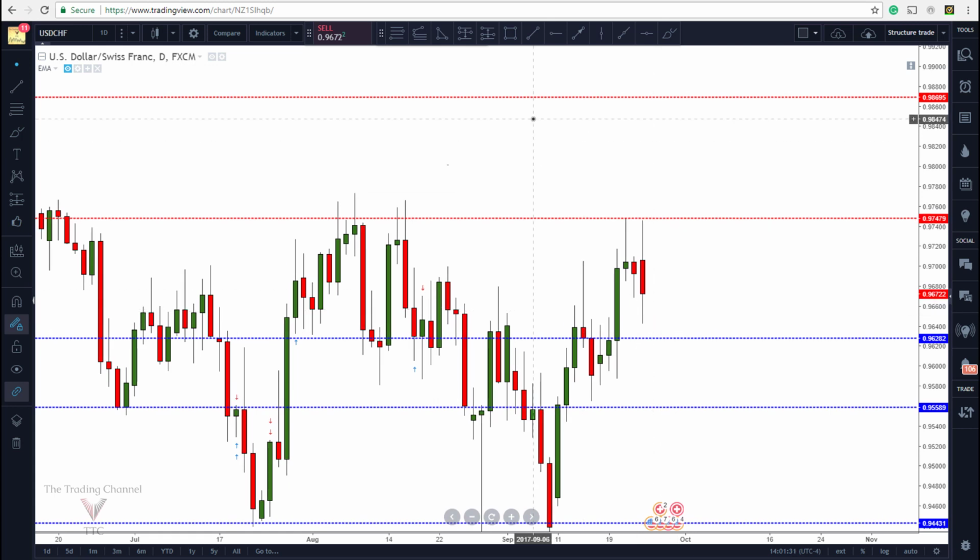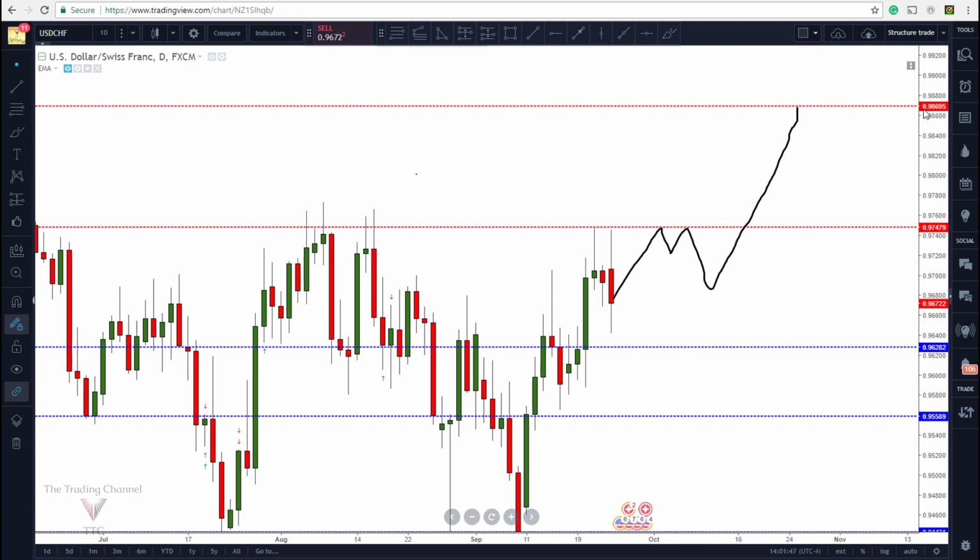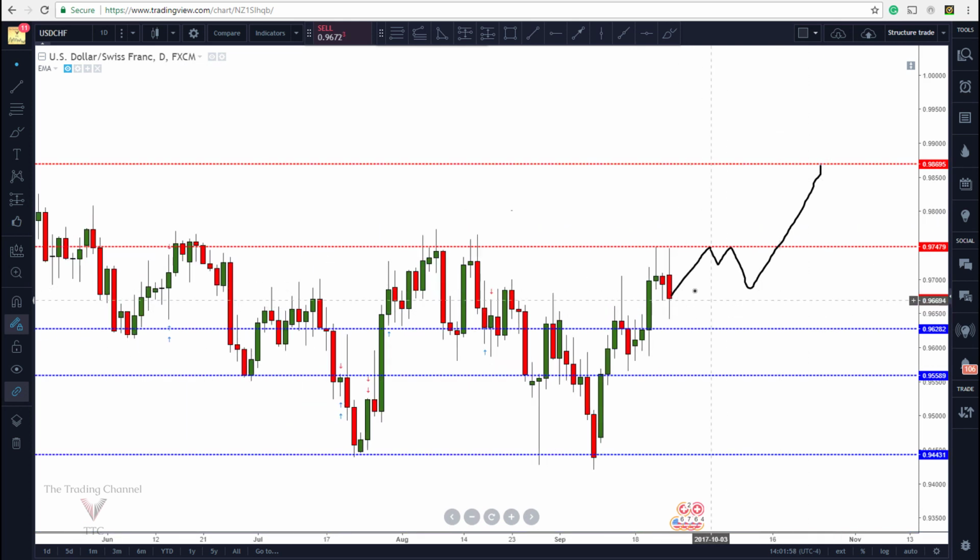And as for resistance, if we get a push back up to the 0.9747 level that has already acted as resistance multiple times in the past, then I'll be looking for shorting opportunities on lower time frames from that level. And if we get a push that rallies above that level, then I'll be looking for more shorting opportunities around 0.9869.